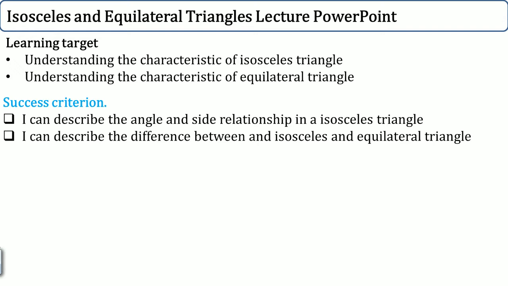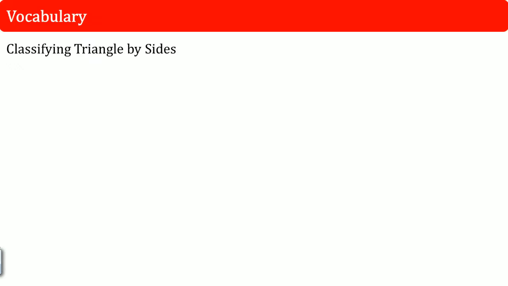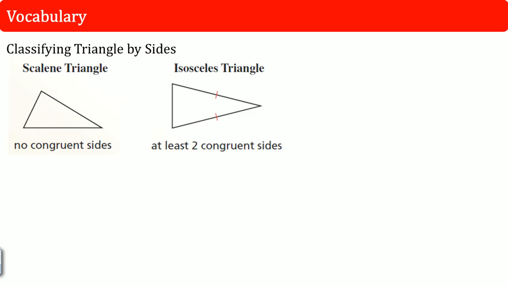So I know those words might not make sense. That's why we have to define the vocab. We can classify triangles by their sides. A scalene triangle has no congruent sides, so none of the sides are equal. And isosceles have two congruent sides. That's why it's called isosceles, because there's two congruent sides. If there's all three equal sides, that's where the word equal comes from in its name, equilateral. That's when it has three congruent sides.